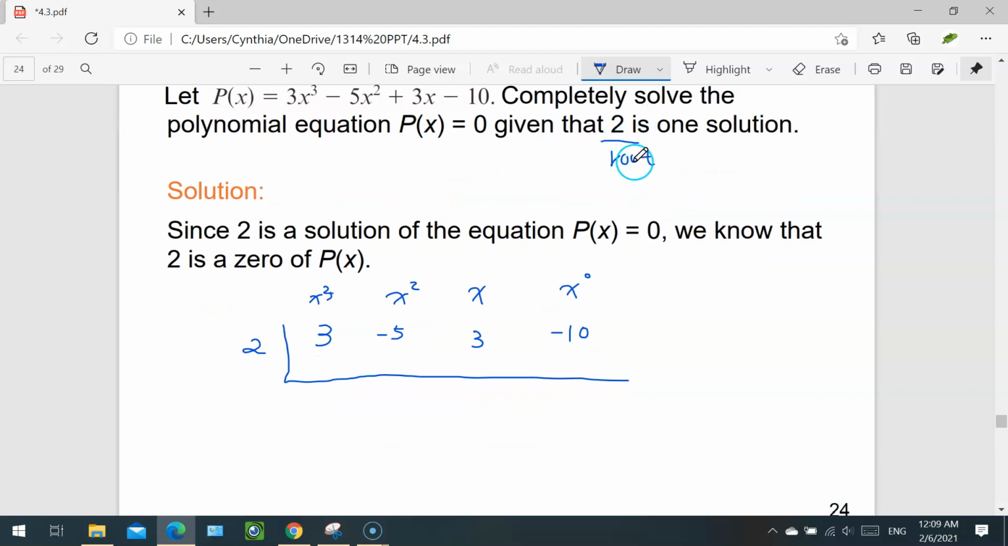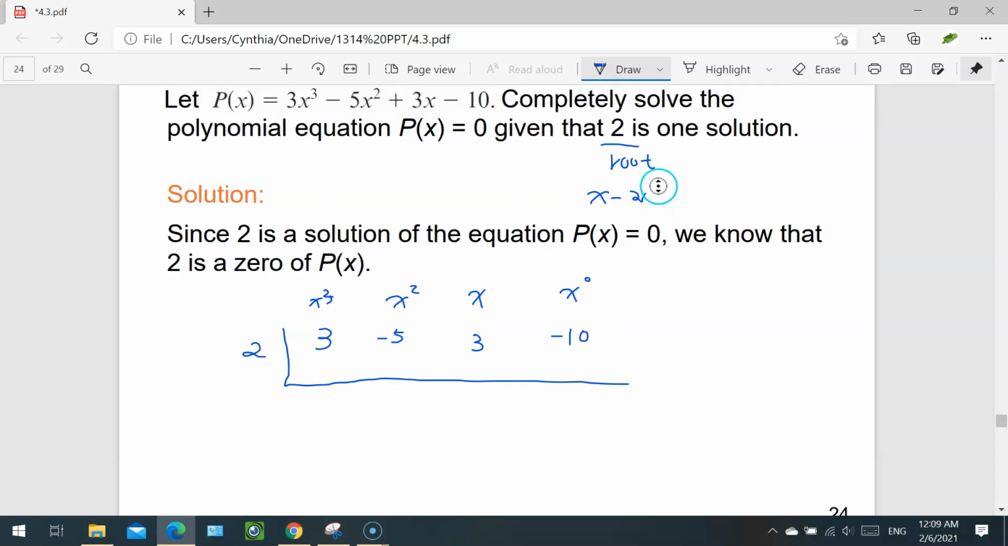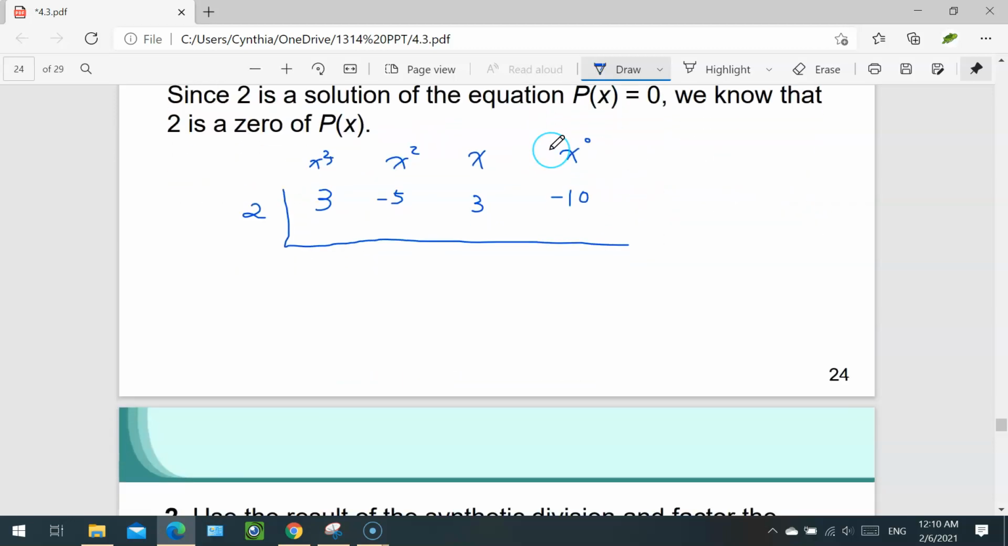When I reflect the root back to the factor form, you should change the 2 to -2. So the factor form is x minus 2. Let me rewrite here: x minus 2 is the factor form. So 2 is a root, but these two carry the same meaning. Now we solve for this one by using synthetic division.